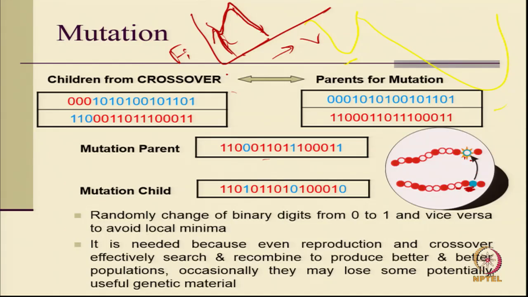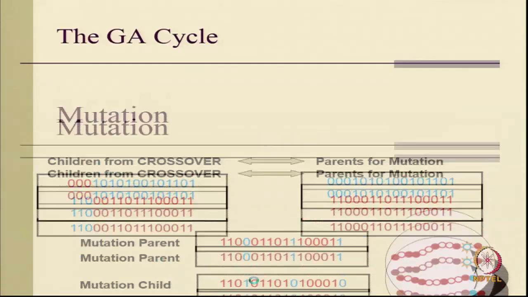So, you do the mutation, randomly changing the binary digit from 0 to 1 and vice versa to avoid local minima. But this is not done every time, only once in a while, and the probability is fixed in advance, possibly 1 in 1000 times. It is needed because even reproduction and crossover, while producing better and better populations, may occasionally lose some potentially useful genetic material. This mimics the natural evolution process.